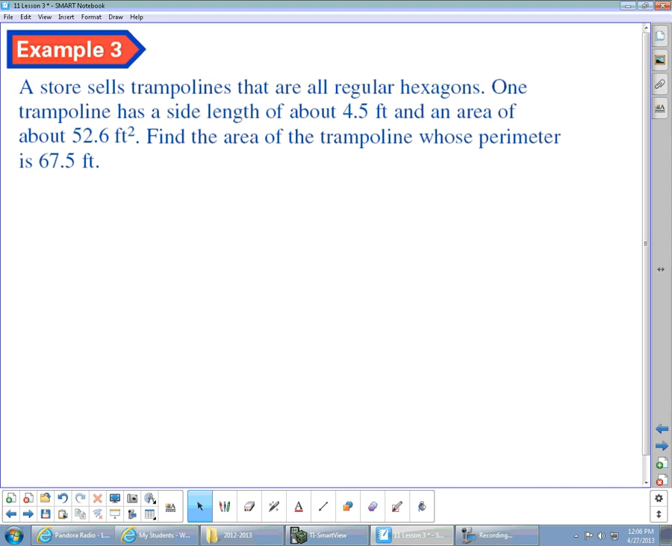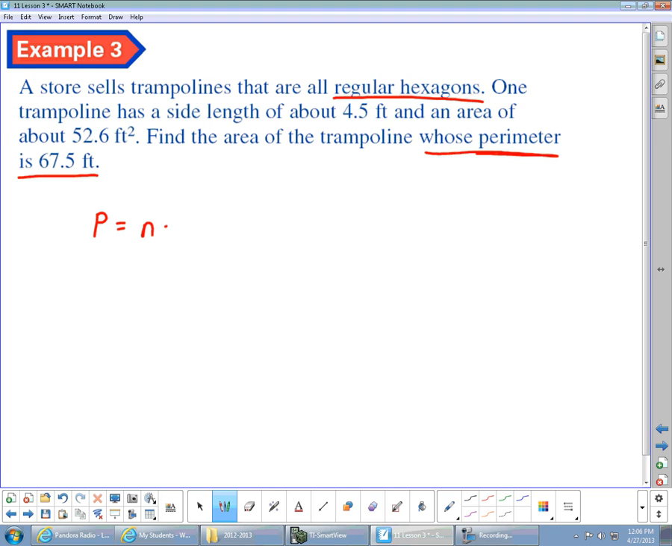So let's kind of set this up. If we know the perimeter is 67.5 feet, let's find the side length. Now it's a regular hexagon, so all the sides are the same. So if the perimeter, let's use that formula we had previously.